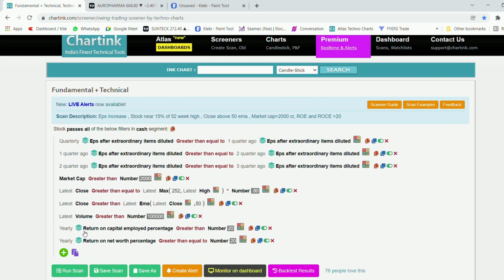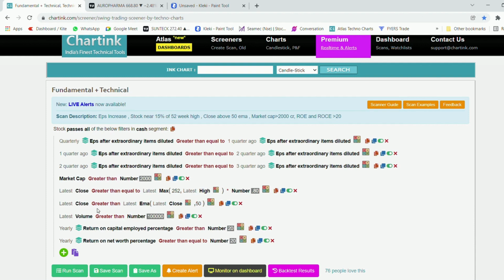The third criteria, the technical criteria that I have used, is the stock should be within 20% of the 52-week high, so that we are going to get stocks that are near the 52-week high, that are in good momentum, where the buyers are more interested.